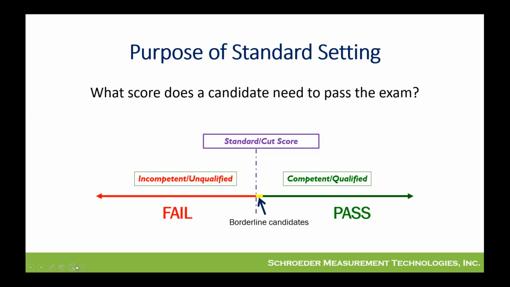The purpose of standard setting is to determine the score that a candidate needs in order to pass the exam. Candidates who pass the exam are not expected to be highly qualified in the field, but they are expected, at the very least, to be minimally qualified to practice. We refer to candidates who are minimally qualified or minimally competent as borderline candidates.